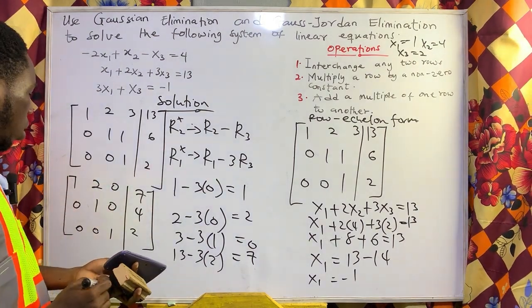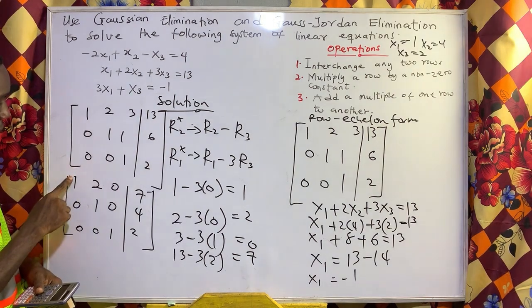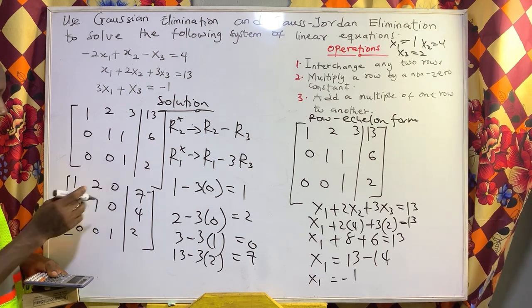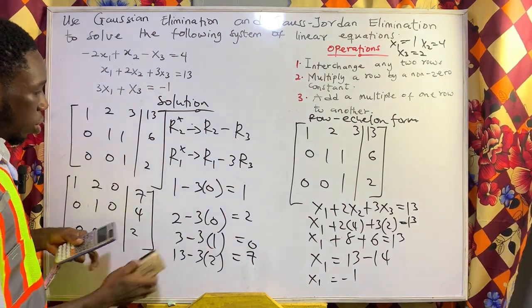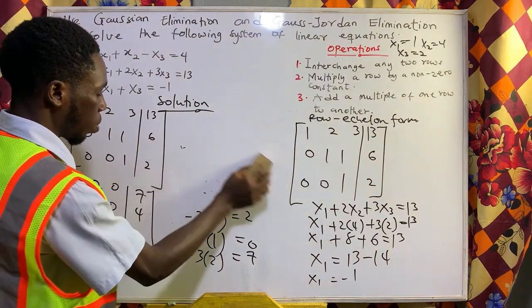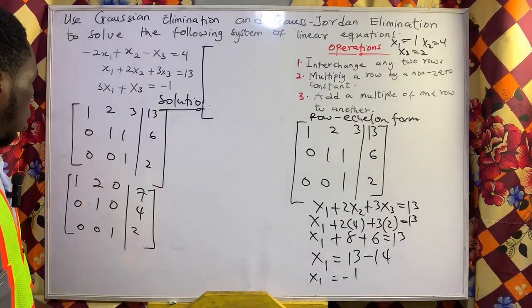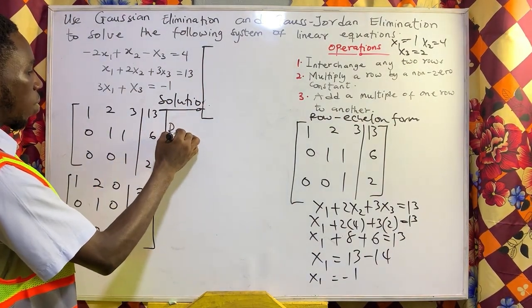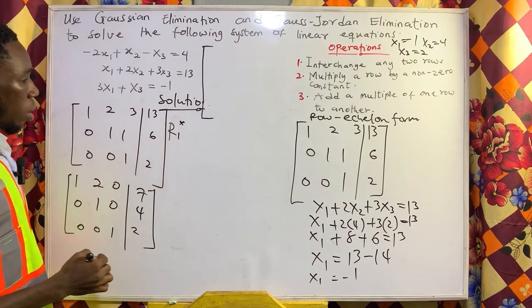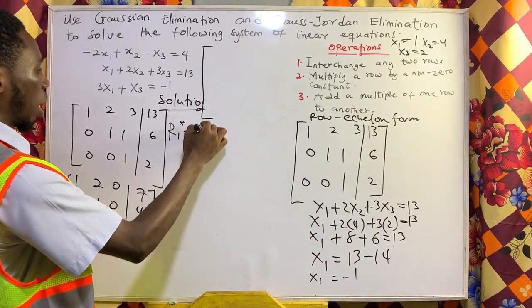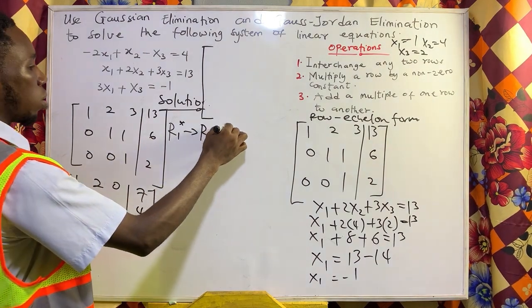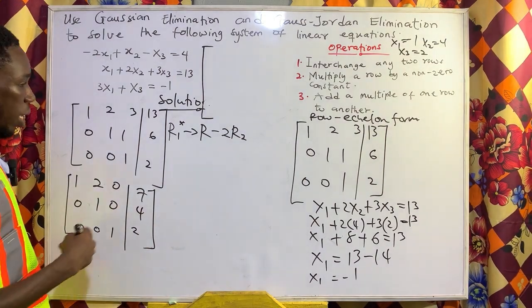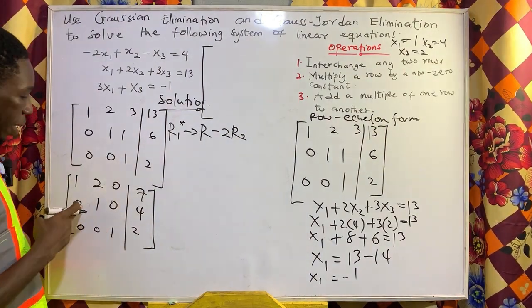Okay, so now the next thing you want to do is to make these two values here 0. So how are we going to do that? Let's look at the operation that you are going to use for that also. To make these here 0, we are going to say our new row 1 should be the current row 1 minus 2 times row 2, which was this row 2 here. So now let's do it for the first value.